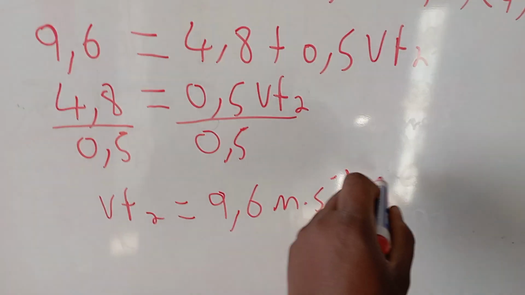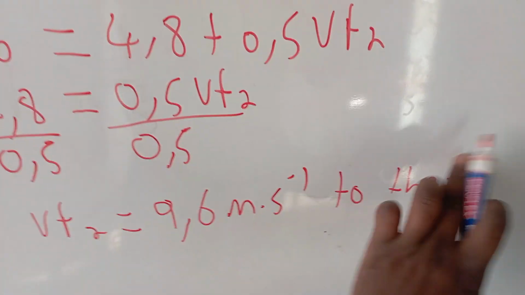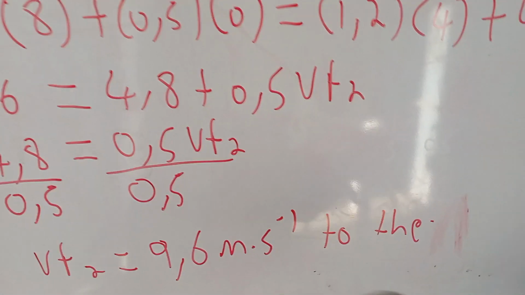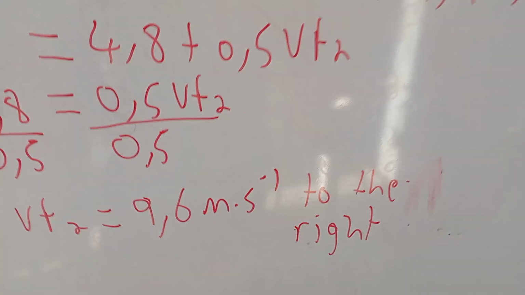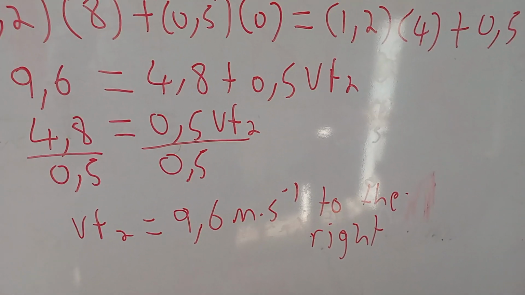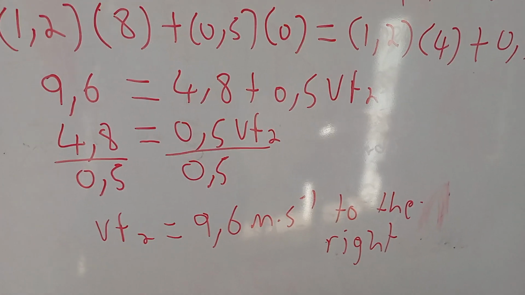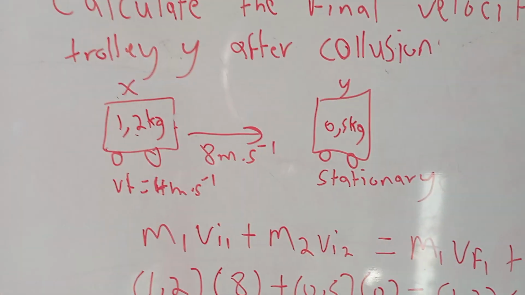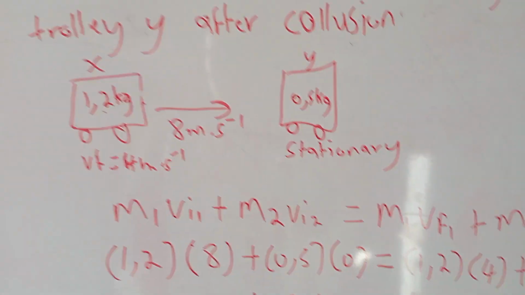And the direction is to the right. It's going to be moving towards the right. So this is how you calculate the final velocity if you are given the masses and that the two trolleys collide together.